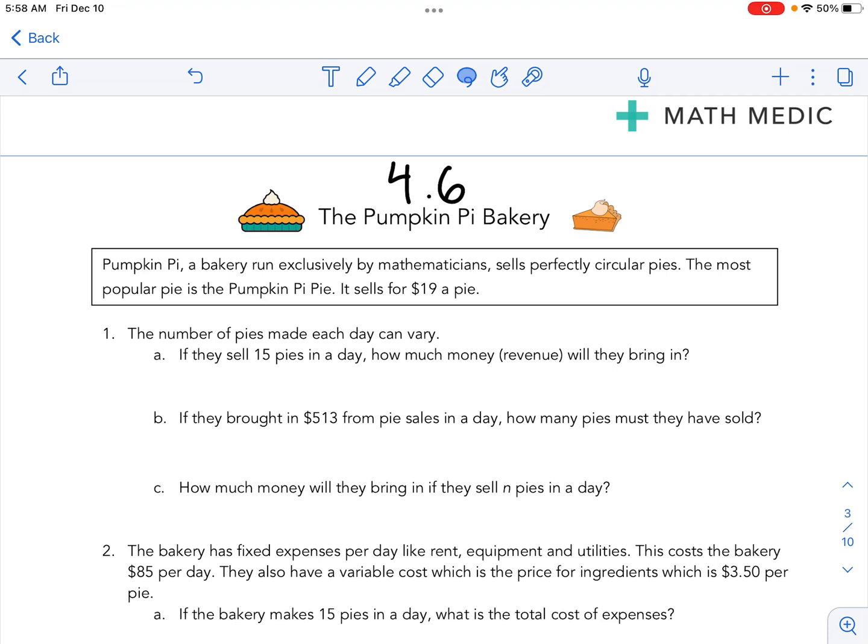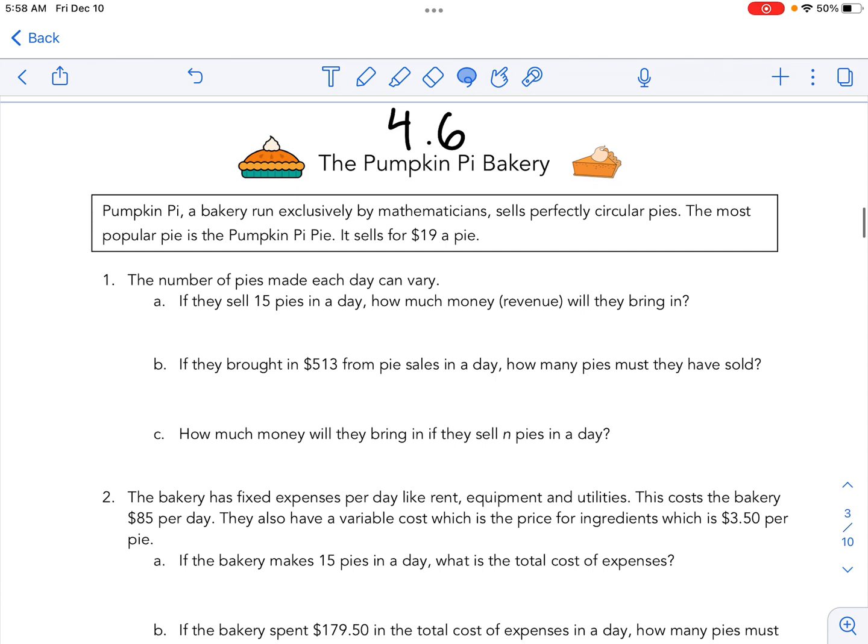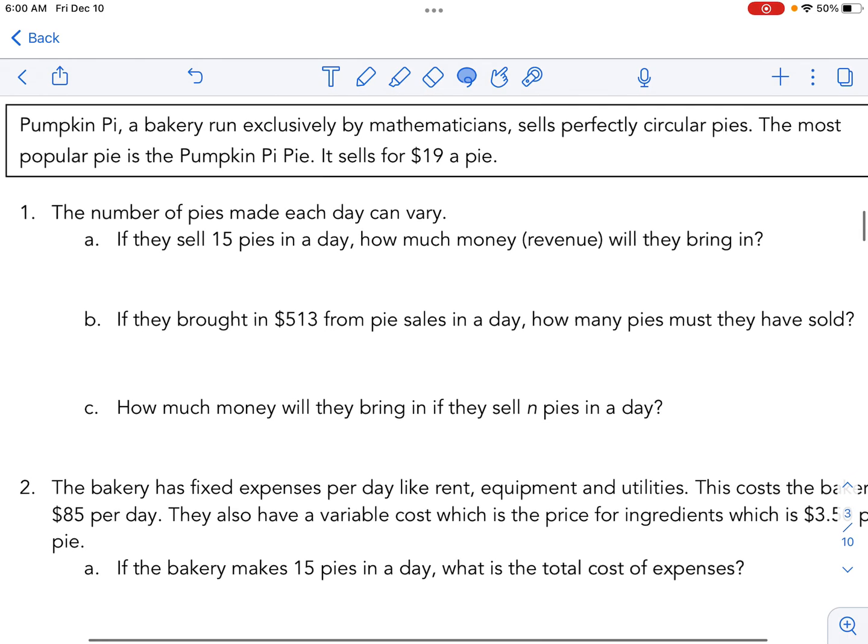These are the notes for 4-6. So we're sticking with the idea of modeling and setting up, using a mathematical model to set up and solve problems. The situation framing these notes is that we have a pumpkin pie bakery, and it's run exclusively by mathematicians, and they sell perfectly circular pies. Of course they do. So the most popular pie is pumpkin pie, and it sells for $19 a pie.